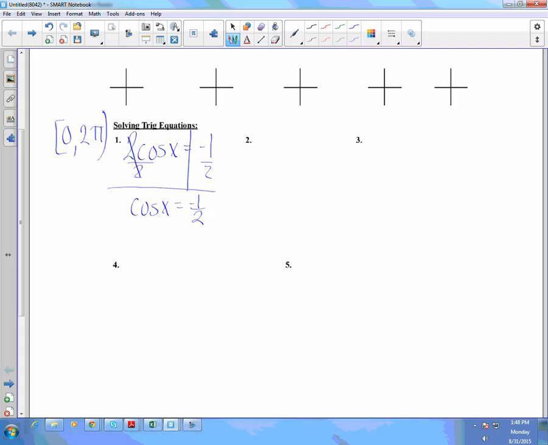Now, to get this algebraically, how do you get rid of the x? Well, this is not cosine times x, this is cosine of x. Inverse cosine, right? So if we're going to do this algebraically, we'll do inverse cosine on both sides, which will just give us the x, and we have inverse cosine of -1/2. Does anyone know what the inverse cosine of -1/2 is?